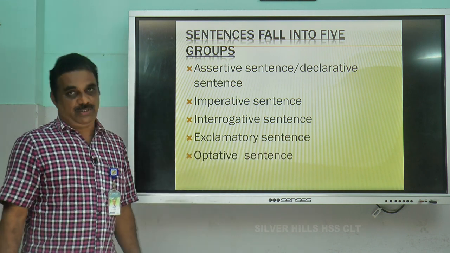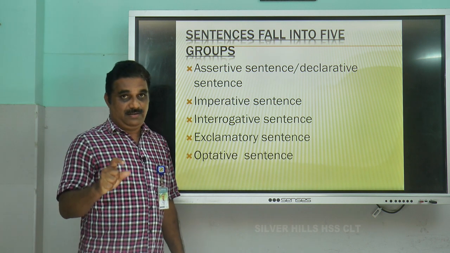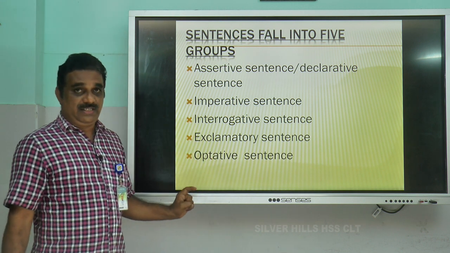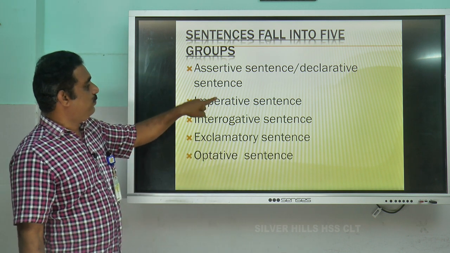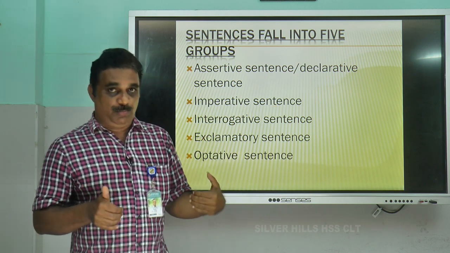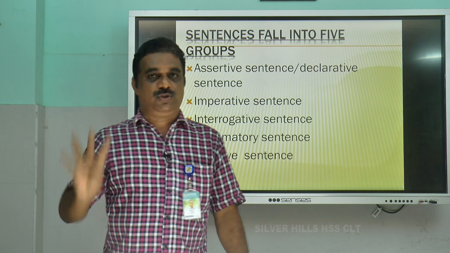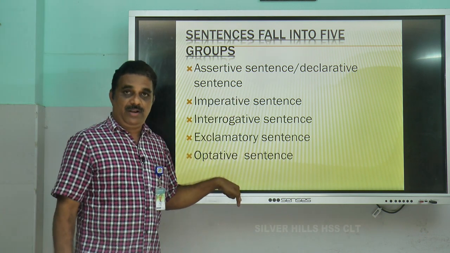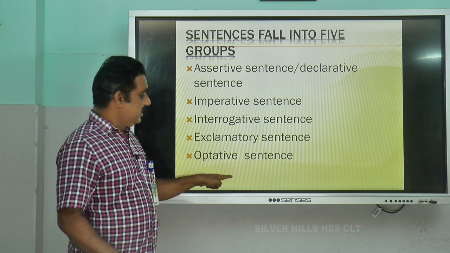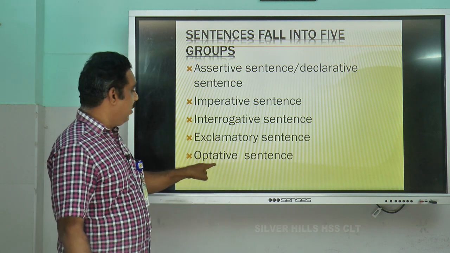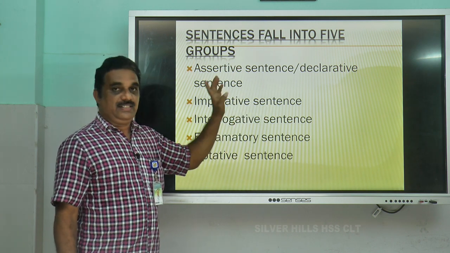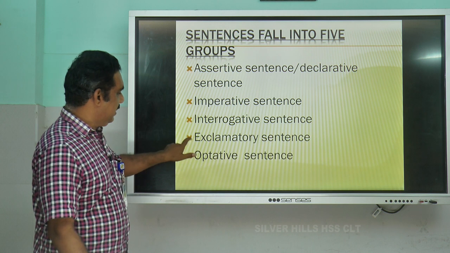Next, optative sentence. Optative sentence is in the form of a wish or prayer. And traditional grammar says this is a part of imperative sentence. If you take the old grammar textbook, there will be only 4 types of sentences, but in the modern grammar, we have 5 types. In old grammar textbooks, we have optative there in the imperative sentence. Now, let us see in detail what they are.